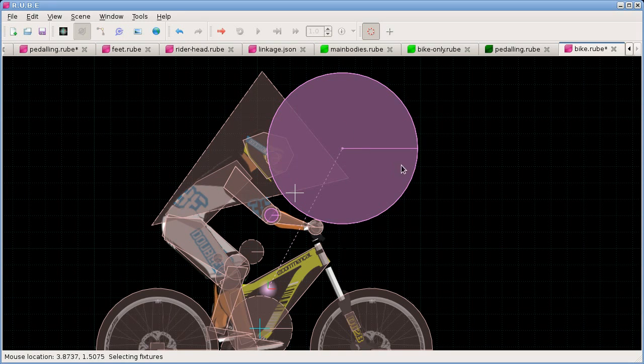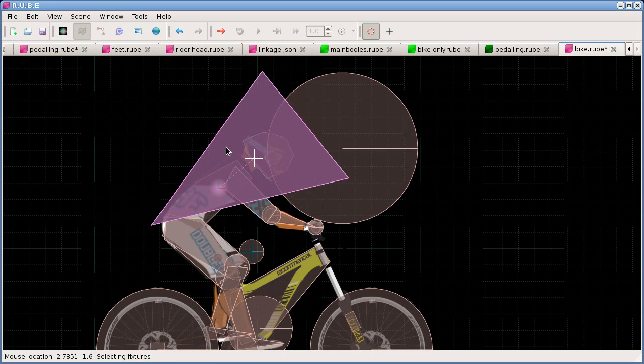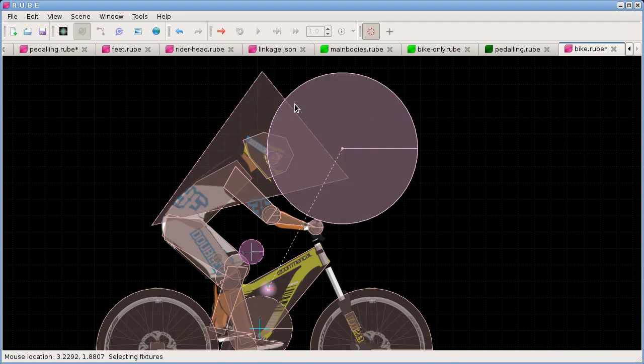This fixture here, by the way, is to detect when he's crashed into the ground, so it's not really part of the game. I mean, it's not part of the mass or anything, which is another reason why it's good to have the mass all concentrated in one place in one fixture like that, because then you can put huge fixtures up here that have no effect on the mass of the body at all.